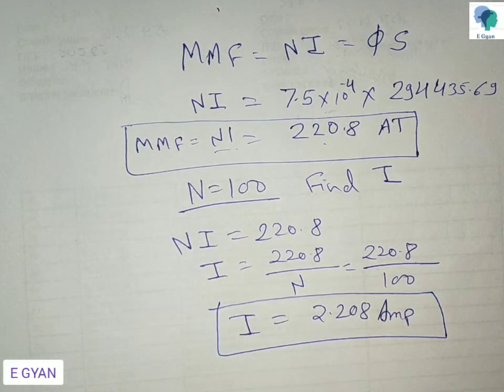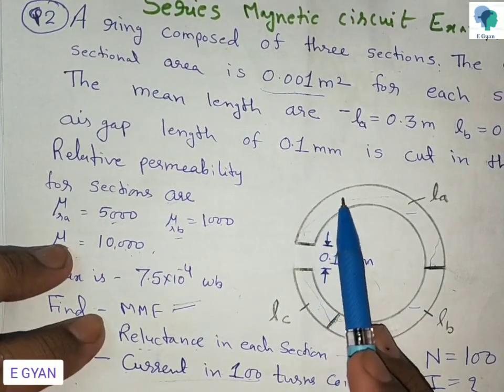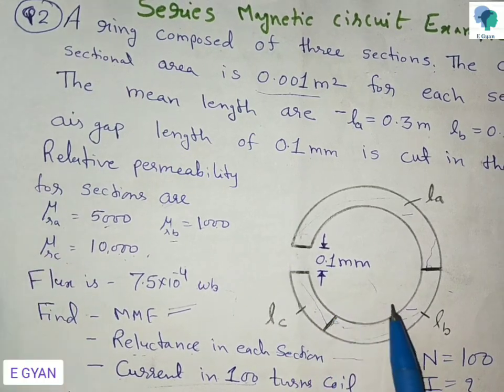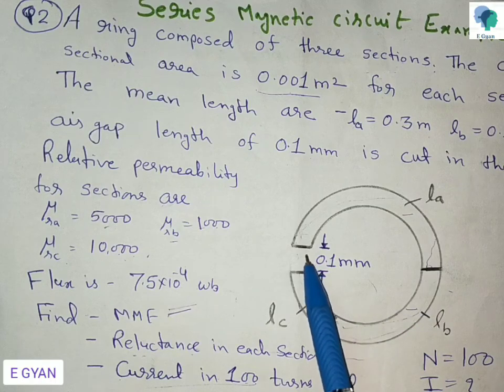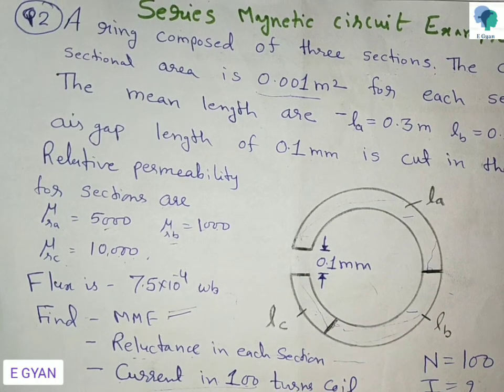So in this way the question can be solved. It is a very simple problem of a series magnetic circuit. It is composed of 1, 2, 3 and this is 4 sections. Three sections of different material and 1 section of air gap. So the question is completely solved. Thank you.